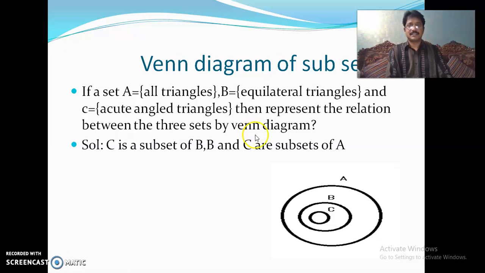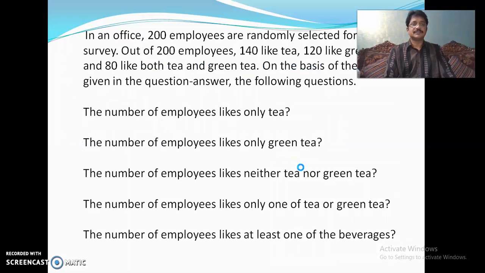In an office, 200 employees are randomly selected for a survey. What is the number of employees who like only tea? The number of employees who like only green tea? What is the number of employees who like neither tea nor green tea? Draw the Venn diagram first. Clear?